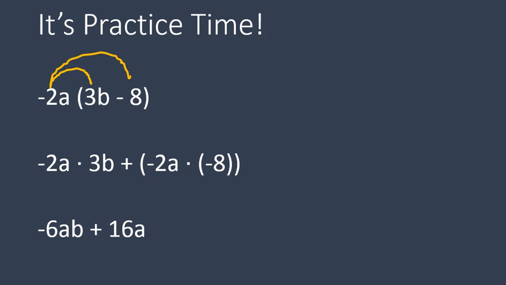Negative 2a times 3b gives me negative 6ab. Notice the numbers are multiplied and the variables are joined together. In our second one, I have negative 2a times negative 8. Negative times a negative gives me a positive 16a, and that's my final solution. So you should have been able to get negative 6ab, I'm sorry, plus 16a.